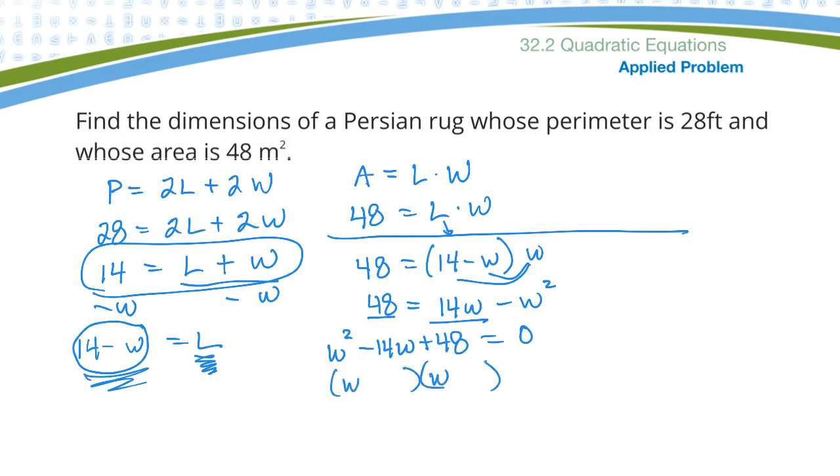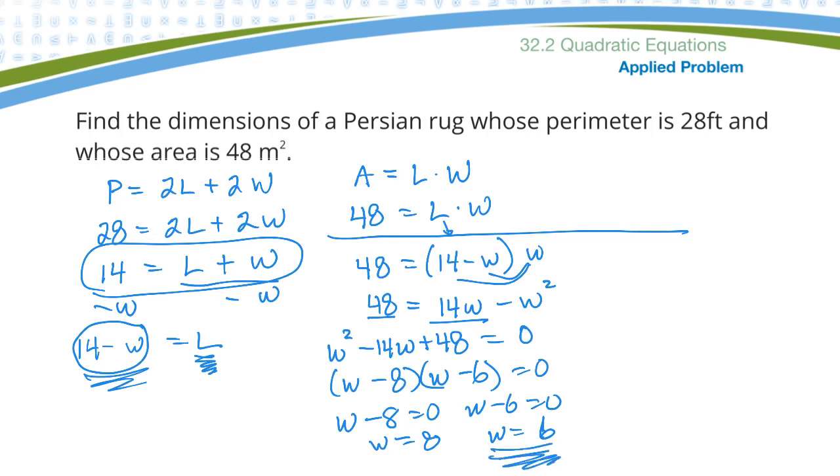Things that multiply to 48 and add to 14. I'm thinking 8 and 6. So therefore, the width, W minus 8 is 0, W minus 6 is 0. So either W is 8 or W is 6. Since the width is smaller usually than the length, I'm probably going with the 6. But let's test that out.